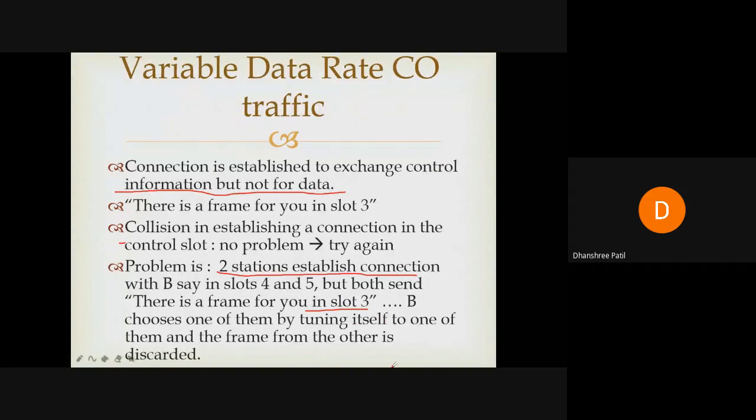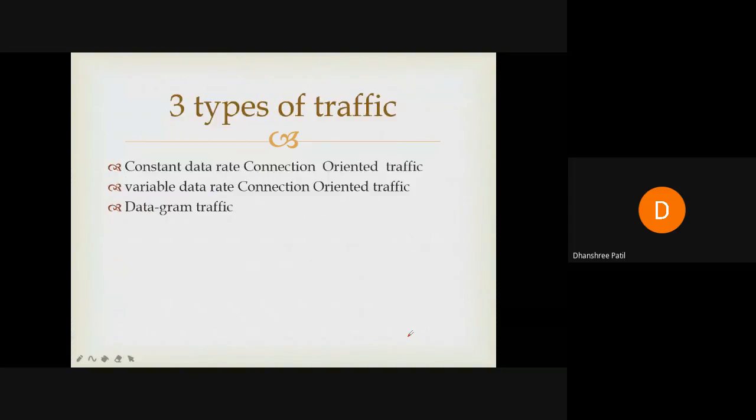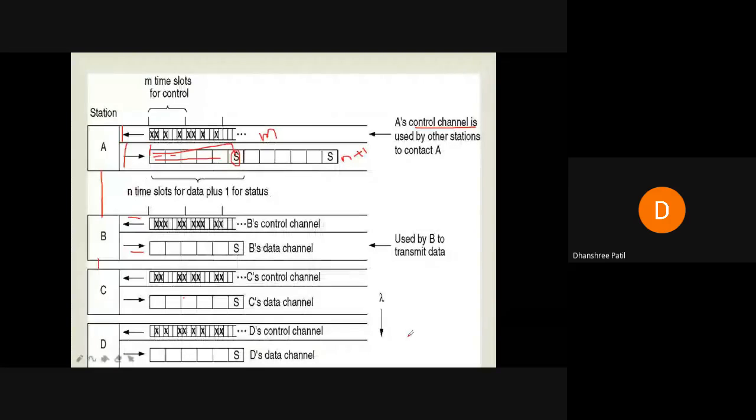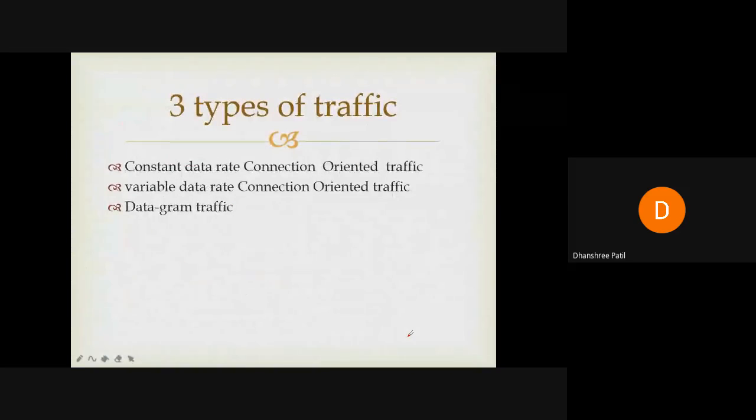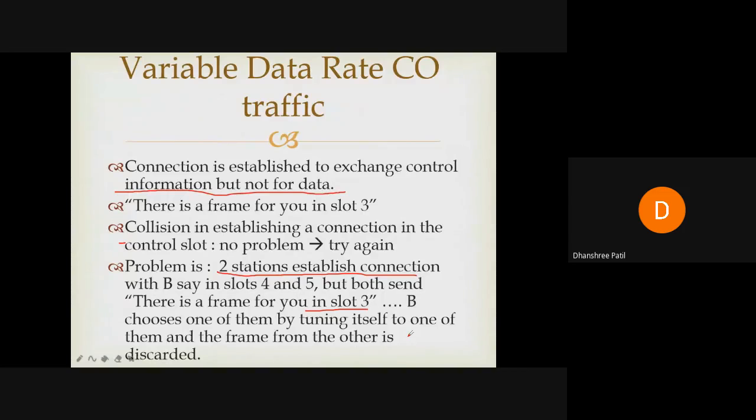Okay, now in such a case what will B do? B will choose any one station and send the frame and discard the remaining. B will choose any one of them by tuning itself to one of them and discard the remaining.